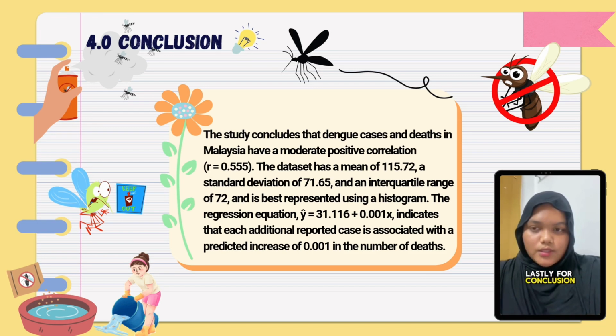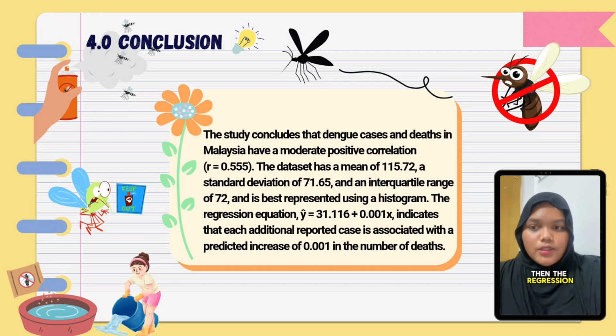Lastly, for conclusion, the study concludes the dengue cases and the deaths in Malaysia have a moderate positive correlation, that is R squared is equal to 0.55, and the data set has a mean of 115.72, a standard deviation of 71.65, and an interquartile range of 72, and is best represented using a histogram.